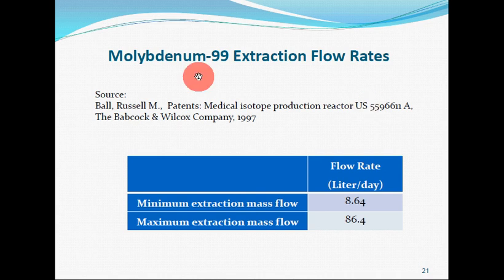Molybdenum 99 extraction flow rates. The source is from a patent in 1997 by Babcock and Wilcox Company. The flow rate of the extraction in liter per day. There is a minimum mass flow. This is the minimum mass flow, and this is the maximum mass flow.